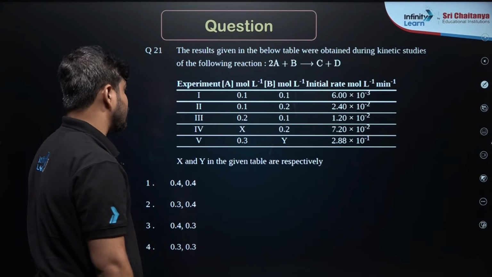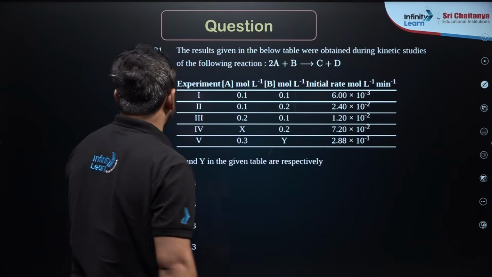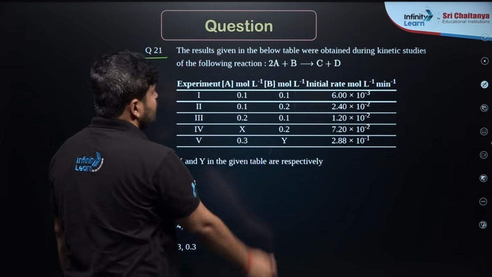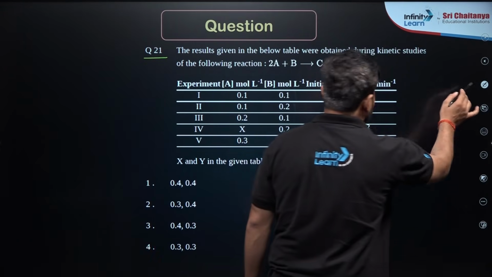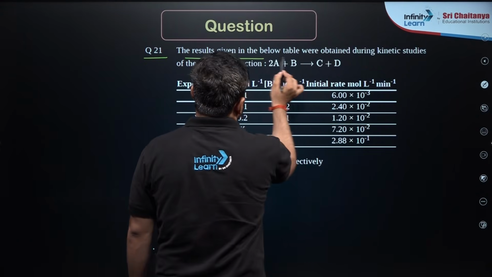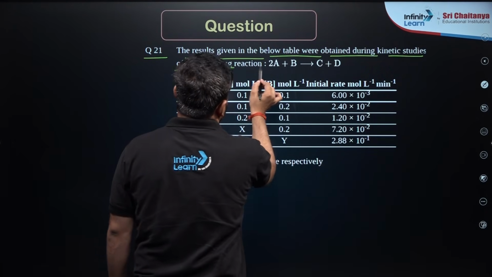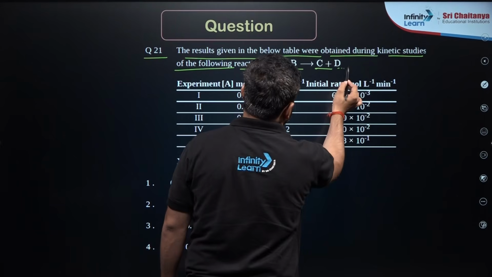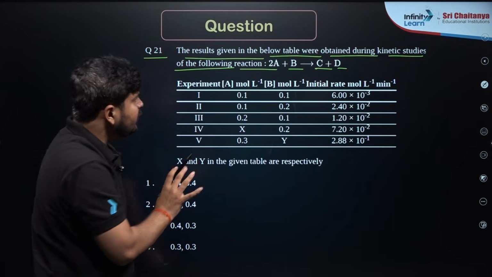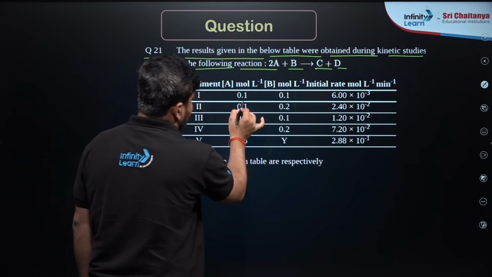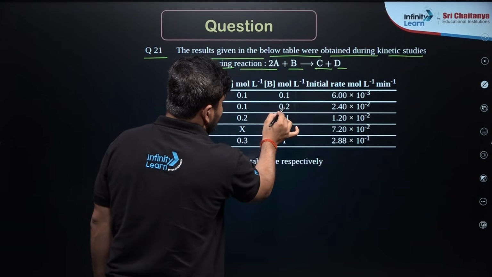Now let me check question number 21. In question number 21, what do we need to do? The results given in the below table were obtained during the kinetic study of the following reaction: 2A plus B gives C plus D. Observing the data, here 0.1, 0.1, and here 0.1 to 0.2.